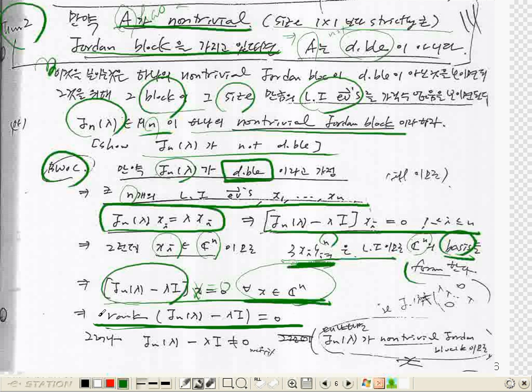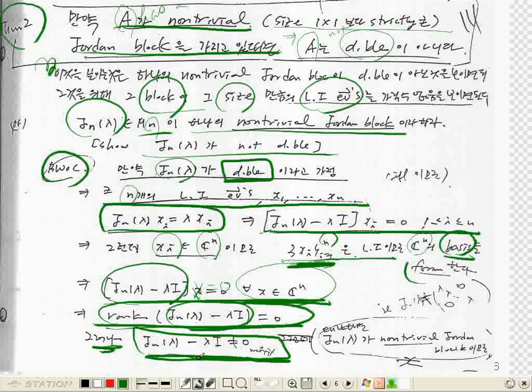That means the rank of this matrix is 0. What that means is this matrix should be the 0 matrix. If there is any non-zero entry in it, then the rank cannot be 0. But as you see, this matrix is not a 0 matrix because this was a non-trivial Jordan block. It's not a 1 by 1. So here lambda was here, but ones are here. So Jn minus lambda I cannot be 0 because the size is not 1 by 1. This is a contradiction.